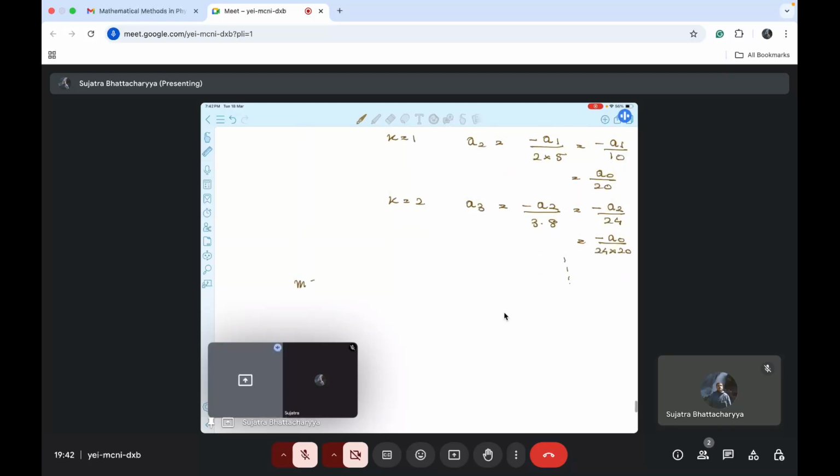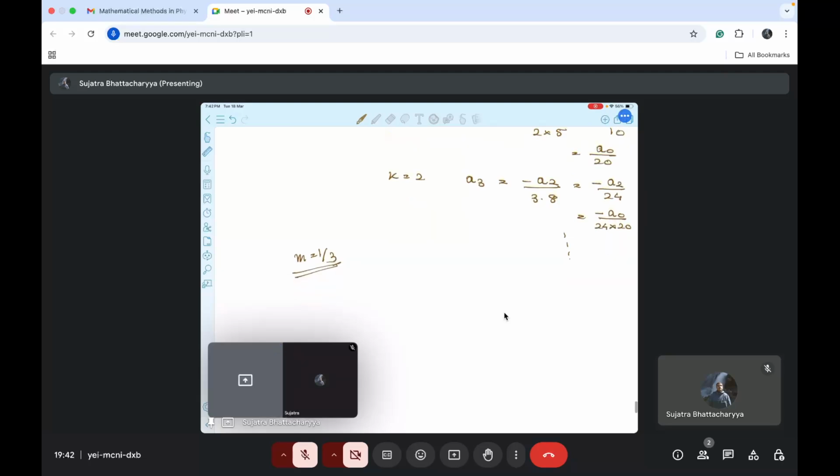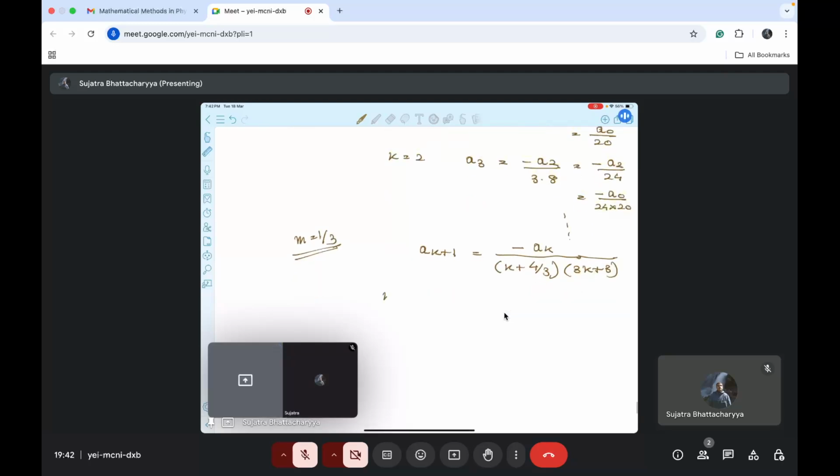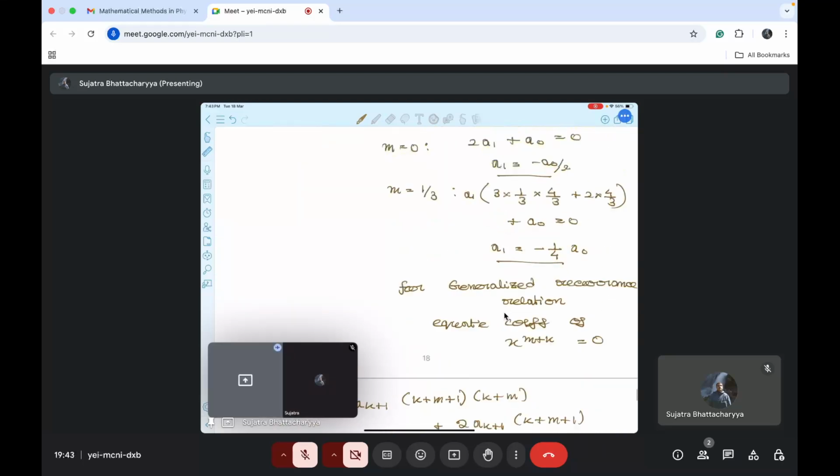Let's go for m is equal to 1 by 3. So what is the recurrence for that? a_{k+1} is minus a_k divided by (k+m+1), right? So it will be 1 by 3 plus 1, which is 4 by 3, and (3k+3). Put k is equal to 0. We get a1 is equal to minus a0 by 4 by 3 into 3. So minus a0 by 4. Let me show that we have got that also. Right?